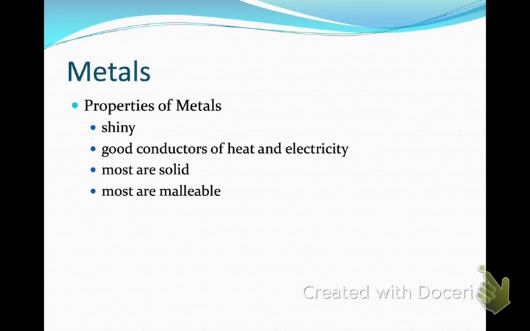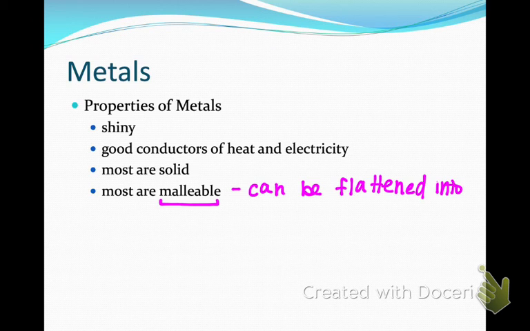Most are what we call malleable. This might be a new word for us. Malleable means it can be flattened into thin sheets. So I want you to think about what are some examples of metals on the periodic table that might be considered really malleable. What are things we know that are really malleable? For example, aluminum, right? We use aluminum foil.